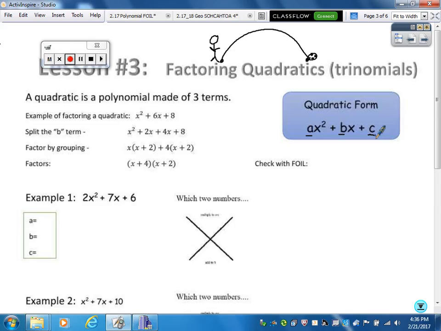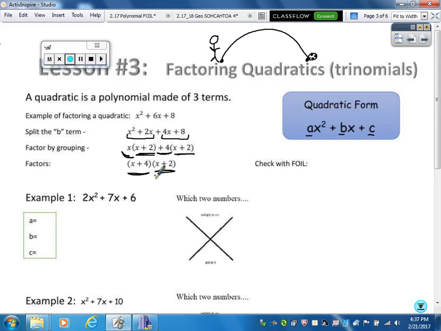Let me give you a brief survey of what we're going to be doing. We're going to be given a trinomial in that quadratic form. We're going to split the b term up, and then we're going to do some factor by grouping. Notice what's happening here. Pulled out our x, had an x plus 2 left over. Pulled out our 4, had the x plus 2 left over again. So we have two factors, the x plus the 2, and then the leftover stuff on the outside.